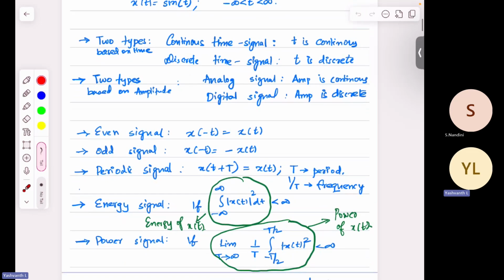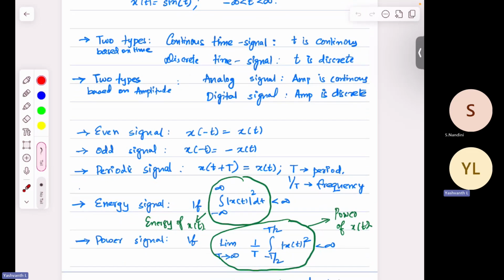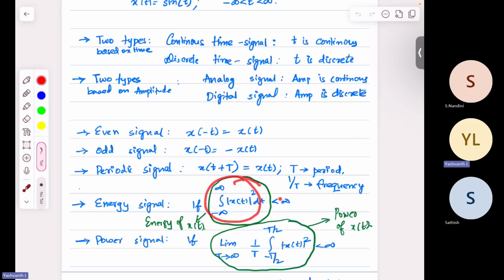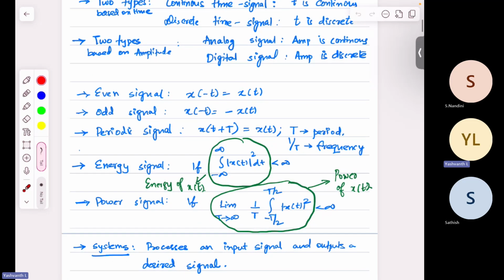Okay. Now, what is an energy signal? Energy signal is nothing but you compute the expression integral from minus infinity to plus infinity of mod of x of t squared dt. If this number turns out to be a finite number, that is, it is less than infinity, then such a signal is said to be an energy signal. And in fact, this integral that you're computing is called the energy of the signal. That means if the energy of the signal is a finite number, then it is called an energy signal. Now, what is a power signal?